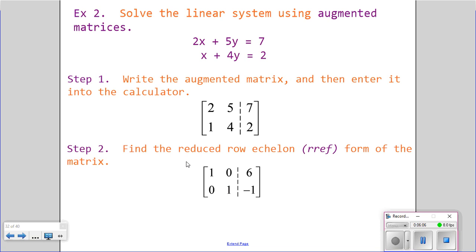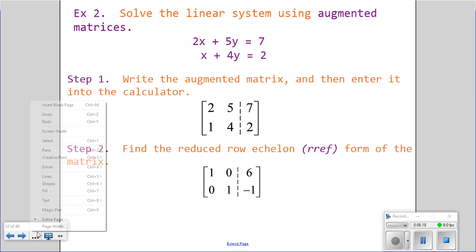Then you find the reduced row echelon form, or RREF form, of the matrix. So this is the output of the calculator. Let me demonstrate how that works. Hold on one second.